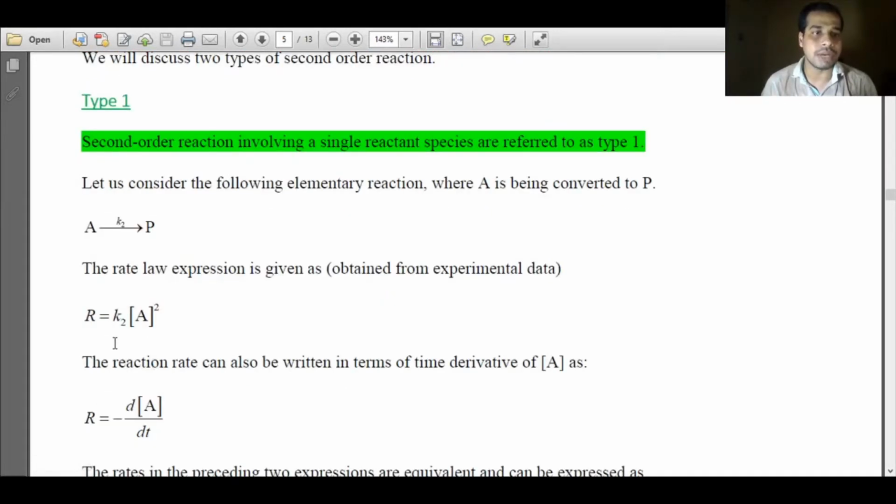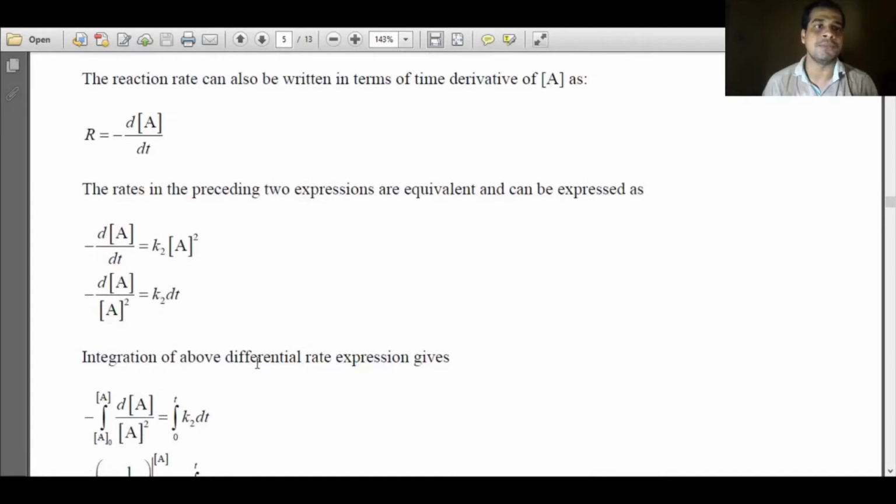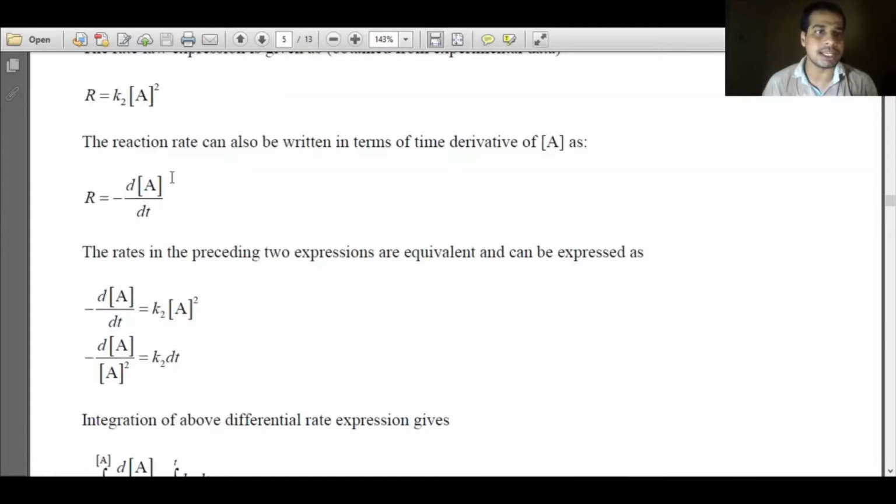Similarly, I can also write the rate law expression in differential form. I can write rate is equal to minus dA over dt, in the form of reactant. I can also write dP over dt, in the form of product. For product it will be positive. For reactant it is negative because reactant concentration is decreasing with respect to time. Both the rate law expressions are the same, so I can equate them. I can write minus dA over dt is equal to K2 A square.